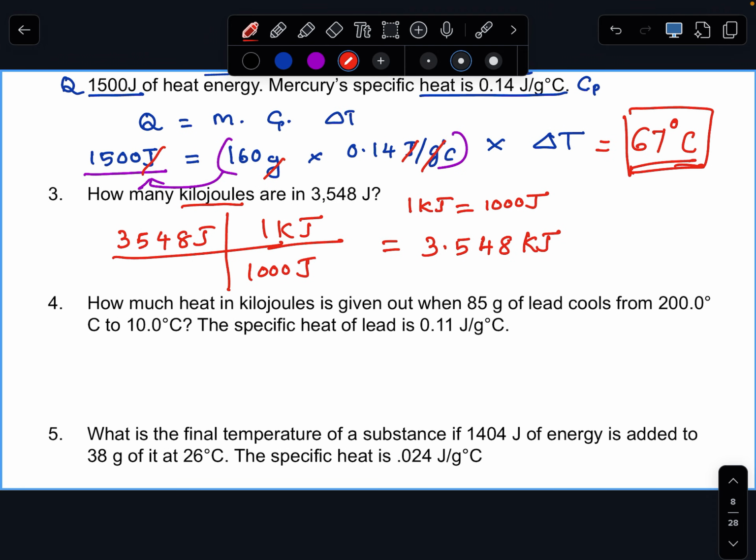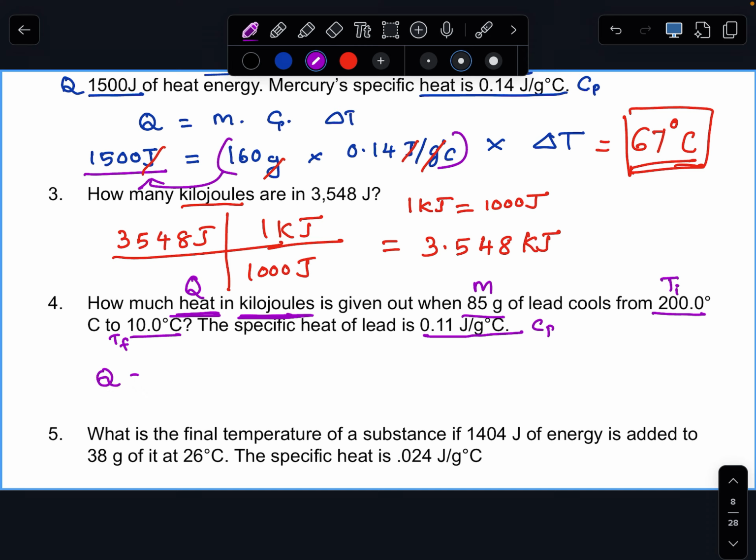Okay, so that's the next one. Let's do this third question. It is asking how much heat Q. Remember, it's asking in kilojoules, and there is mass given, and it cools from a starting temperature to this final temperature, and Cp is also given.